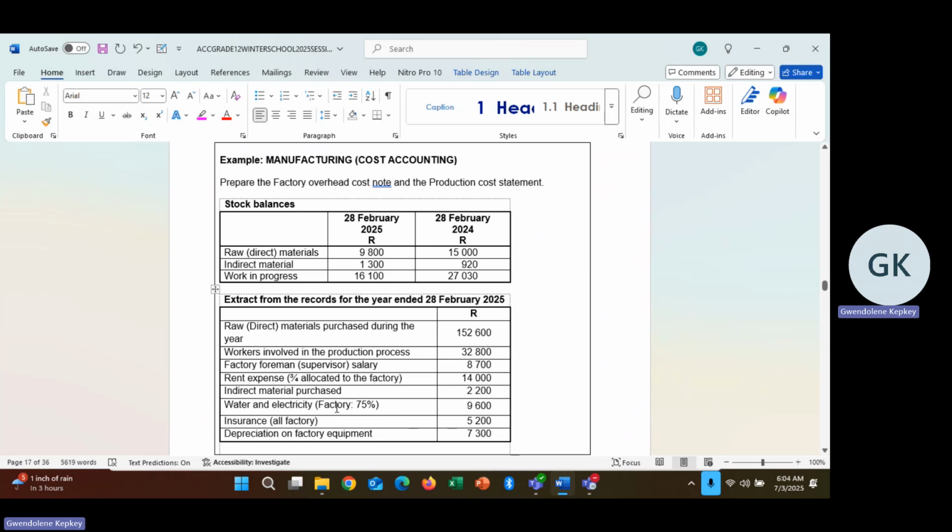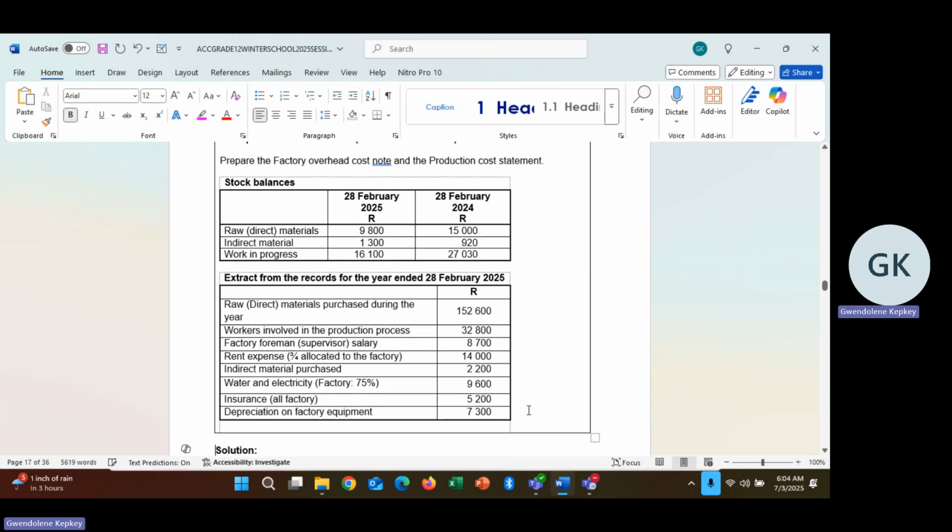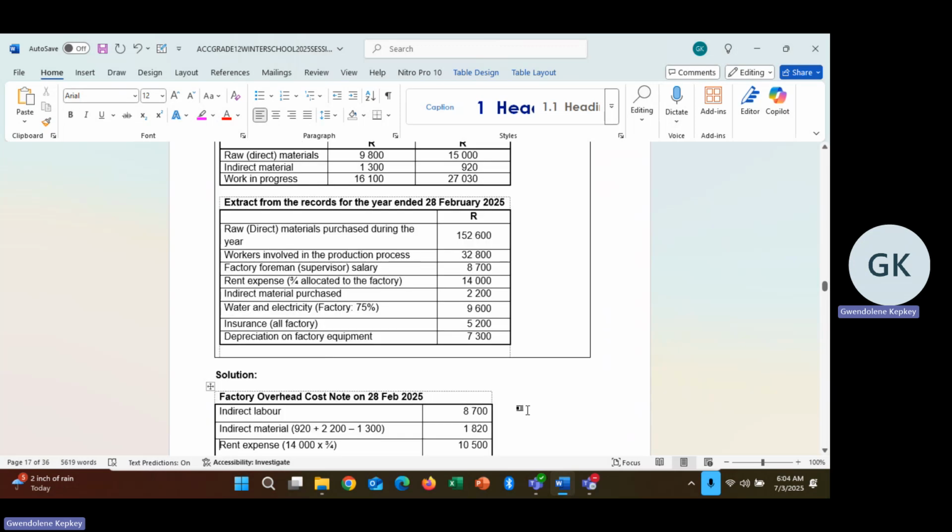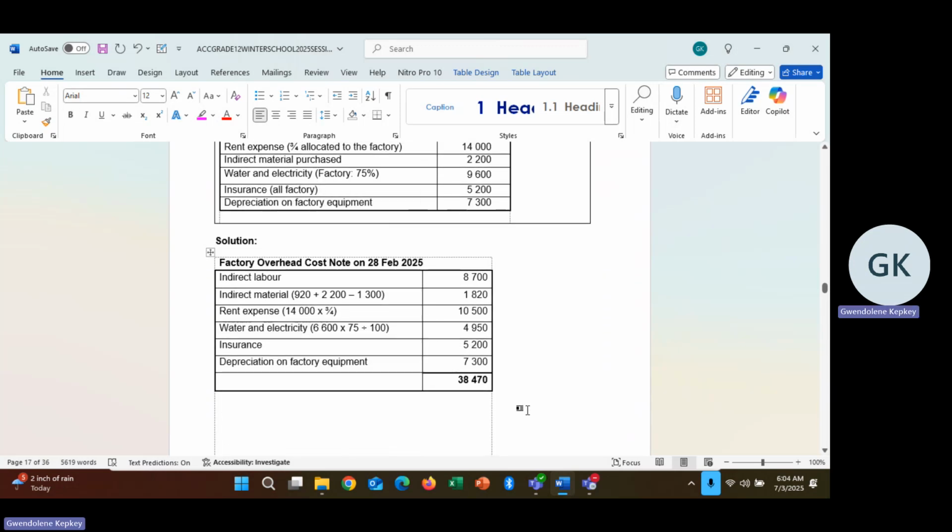Then we have the water and electricity telling us the factory used 75%, the insurance for the factory as a whole, and then the depreciation, very important. When you see information on depreciation, make sure it refers to the factory or the plant, not depreciation of my items or my assets in my admin building.